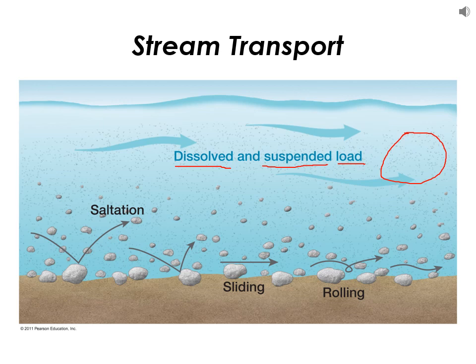And then finally, our largest particles are in the bed load. So the bed load is our large particles, and they either skip or bounce, we call that saltation, or they slide or roll along the bottom. And again, we can move larger particles with higher velocity water along the bottom of the stream.